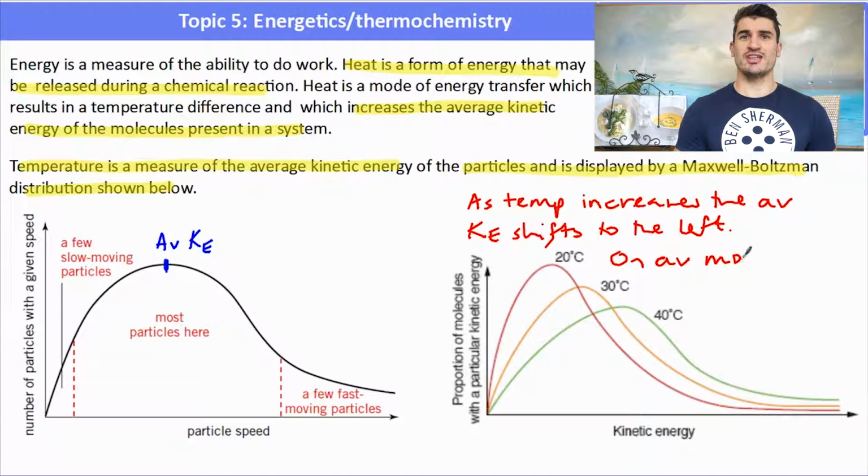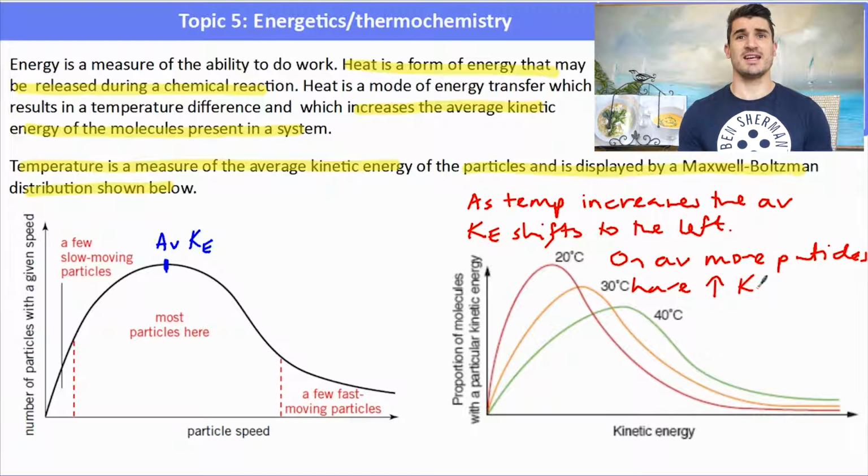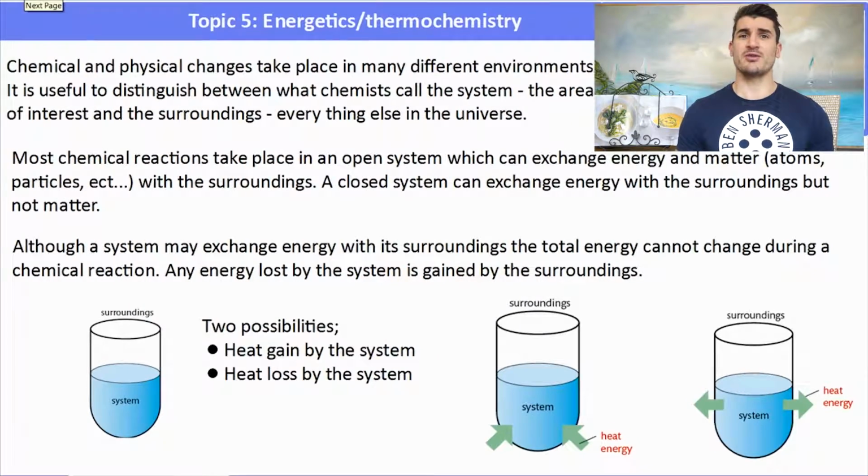Remember, the kinetic energy is the energy of movement, how fast these things are moving around. As we heat them up, the particles move a lot faster, so their kinetic energy increases. If we have a look at the graphs on the left-hand side, we can see that if we put a dotted line, at 20 degrees we have a small number of particles in that area of the graph, whereas at 40 degrees we have a lot more particles in that area. So we have more particles that are moving on average more quickly.